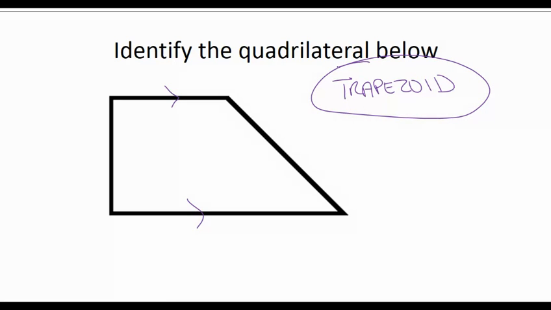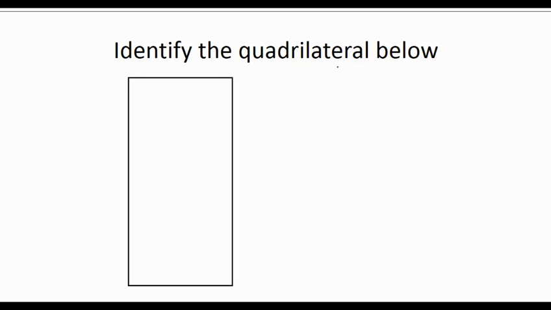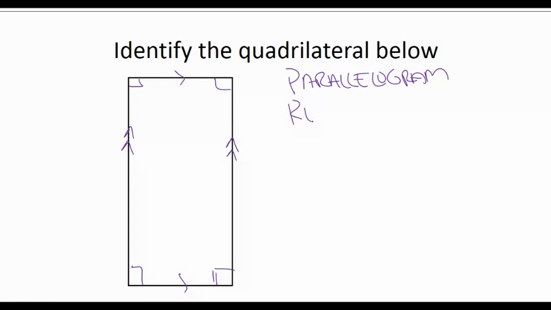So next would be this. Identify the quadrilateral below. Could this be a parallelogram? Yes, because it has 2 pairs of opposite sides that are parallel and equal. What I mean by that is the top and the bottom are parallel to each other and they're equal. The left and the right are also parallel and equal. So this would be a parallelogram. I know you're looking at that and thinking, that looks like something else, and you're right. It's also a rectangle, because I can see that it has 4 right angles. So this is also a rectangle.